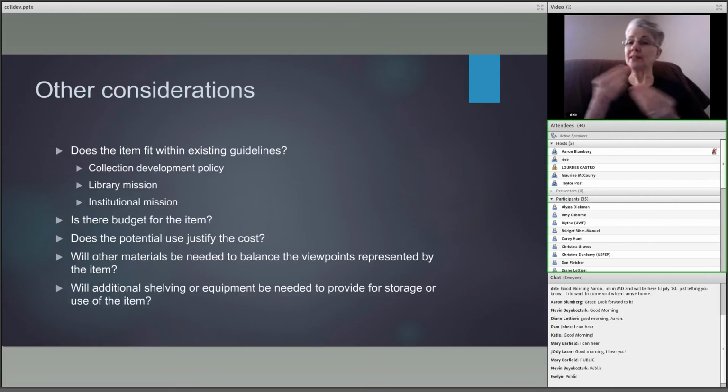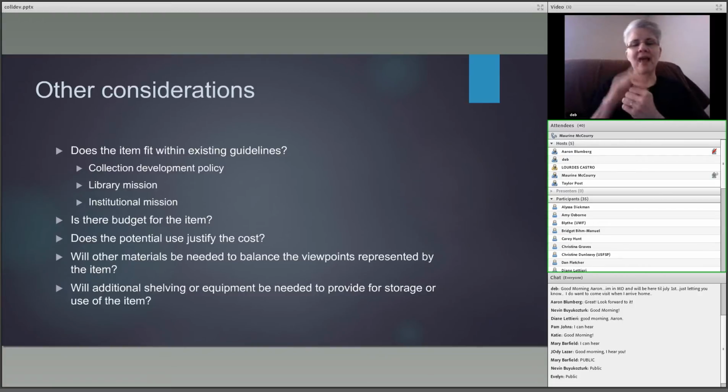Will other materials be needed to balance the viewpoints represented by the item? So if you're purchasing one video, say, on a particular topic, are there other materials that you'll need to support that particular video? Is that going to bring up other questions that your users might have? Will you need supporting materials?